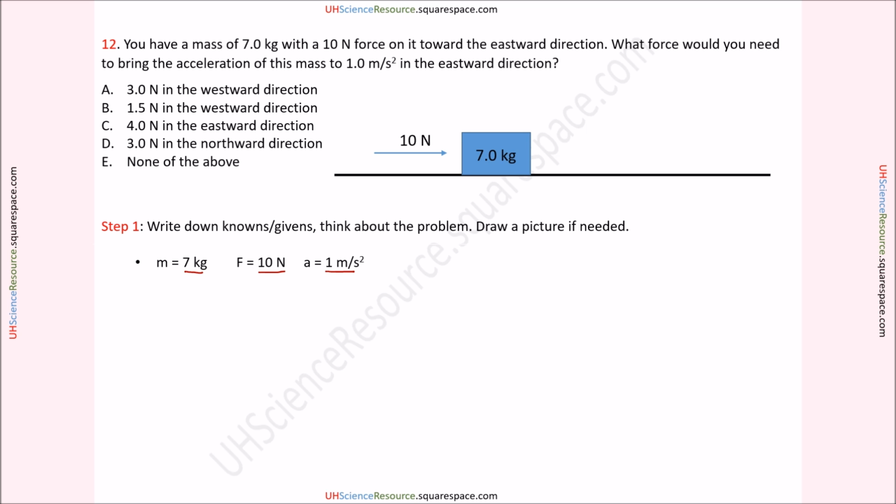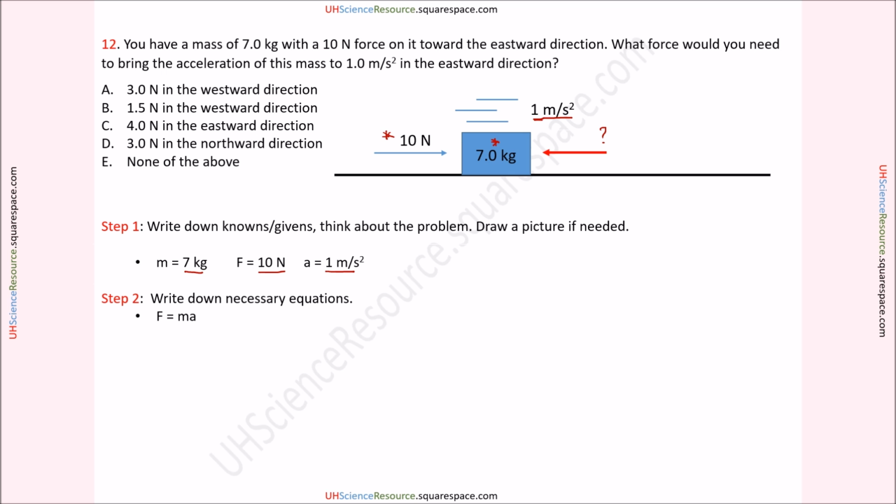Okay, so here's our mass of 7 kilograms, and here's the 10 newton force in the eastward direction. Now, what we really want is for the acceleration to only be 1 meter per second squared. And so we're asked what force is necessary in order to do that. Okay, so let's write down the equations that we need.